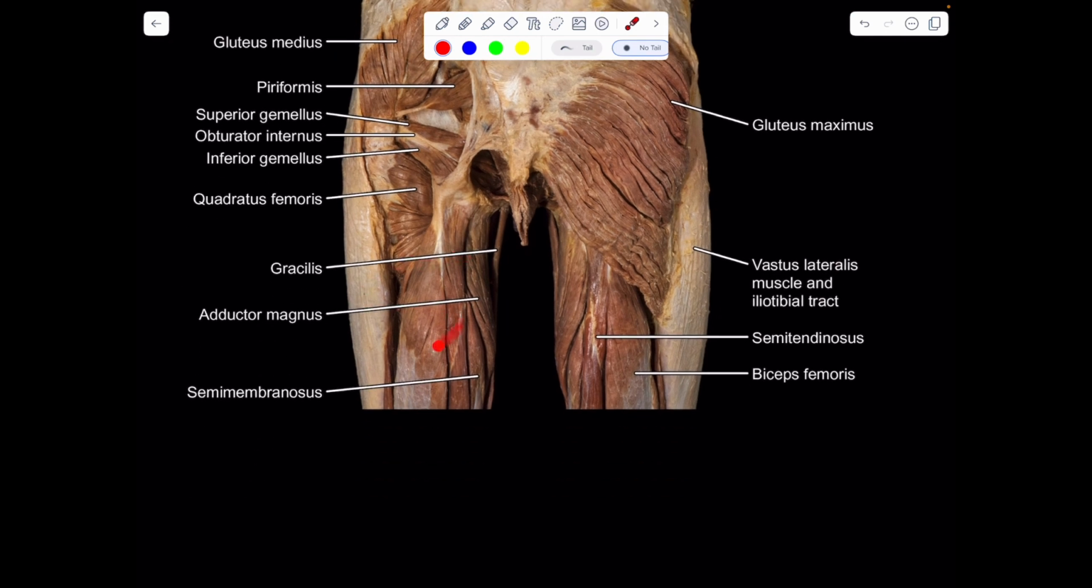Now this is just looking at the posterior thigh, which we're going to look at in a second, but just so you can see, there's that gracilis, which is part of the medial compartment, adductor magnus, which is also the medial compartment, and then here are those three muscles that make up our hamstrings. We have semimembranosus, semitendinosus, and biceps femoris.